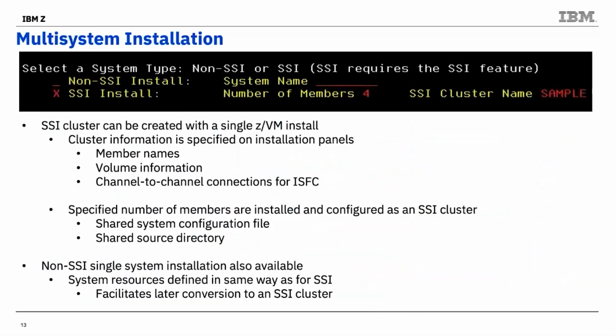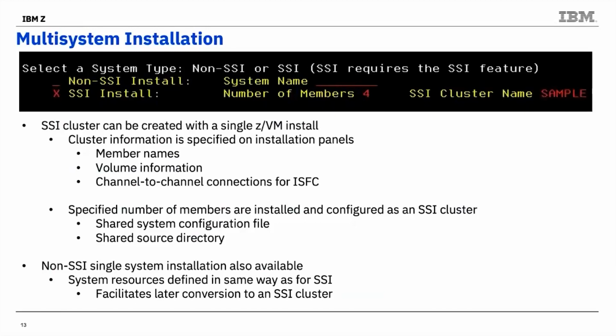installations. You can instead provide on the install panel all the information that you need for cluster definition, including the names of our members, names of the LPARs where our systems will be IPL'd, information about our DASD and the CTC configurations, all that good stuff. And the install process will actually install the VM images and provide a couple things for us: a common system configuration file, a common source directory, which we'll talk about individually as well.